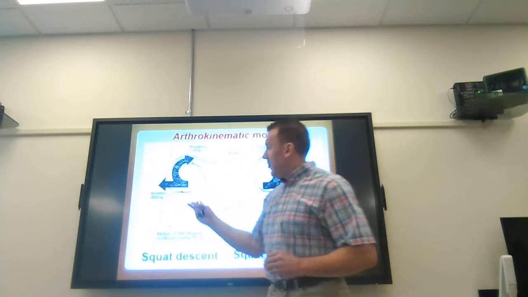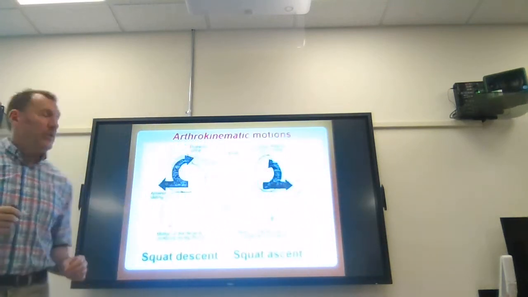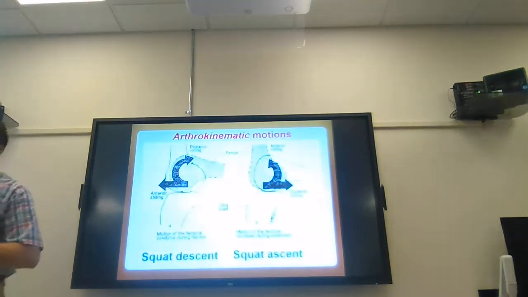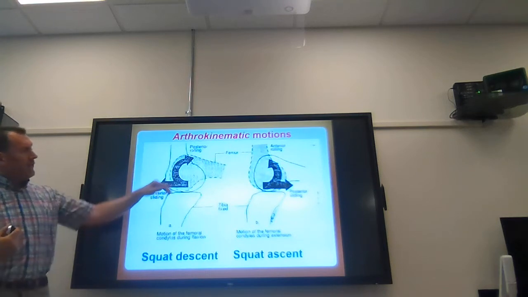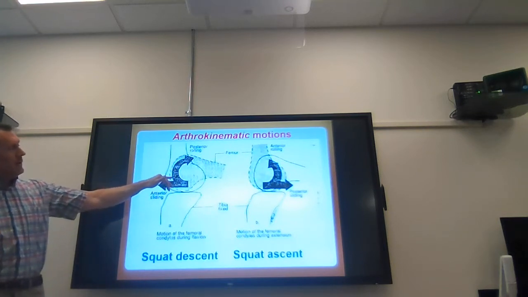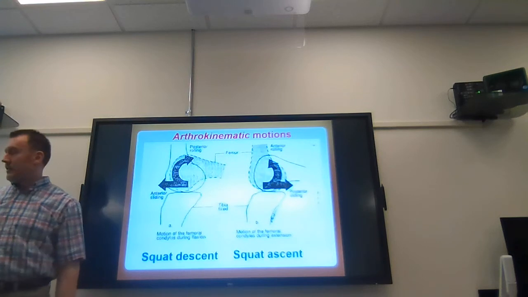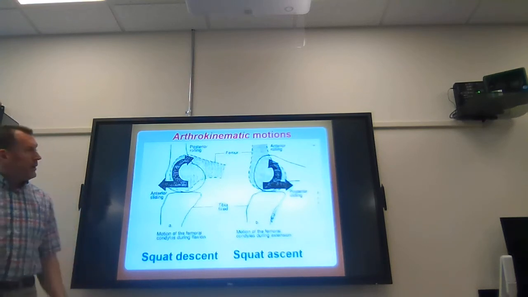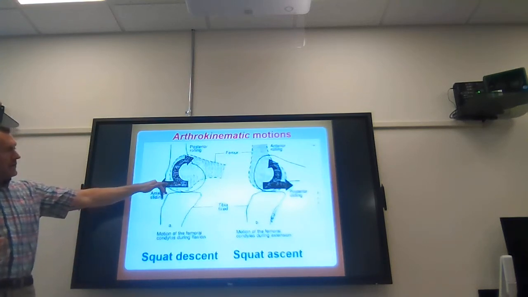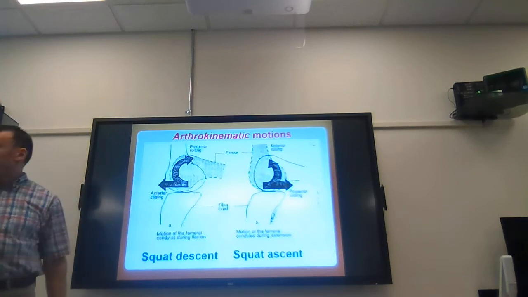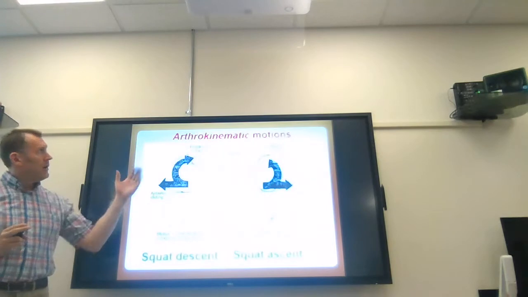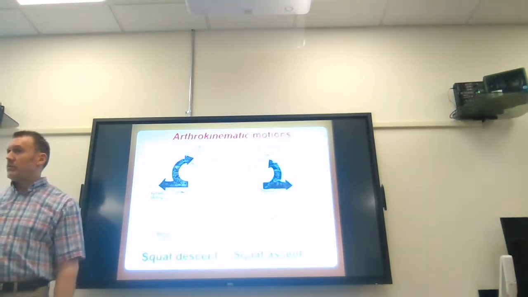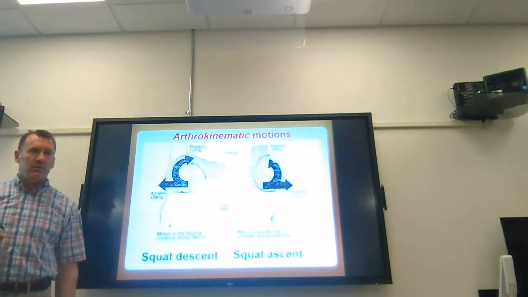joint. And as we flex that joint, as we begin our descent into a squat, we have two things that happen. We have a posterior rolling of the femoral condyles on the tibial plateau, but we also have this anterior sliding that takes place. So the two major arthrokinematic motions are roll and slide. Roll and slide.